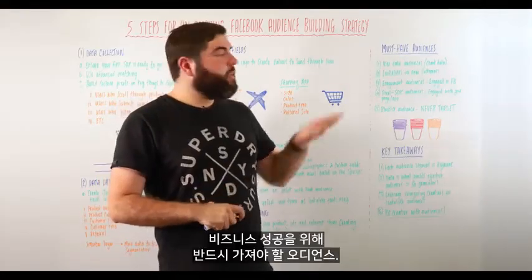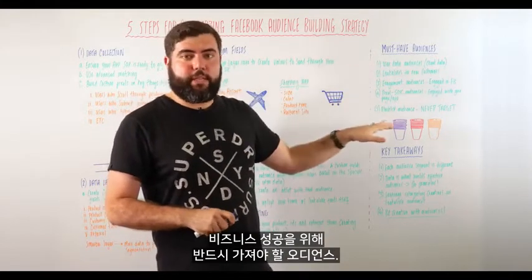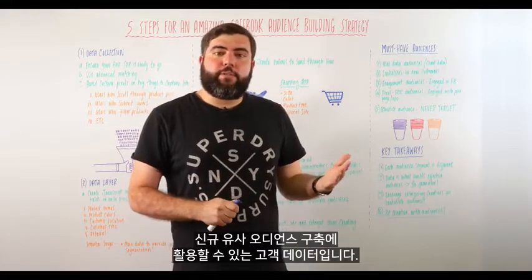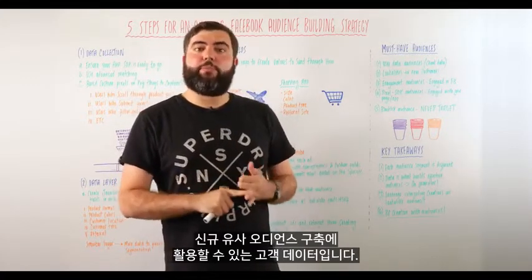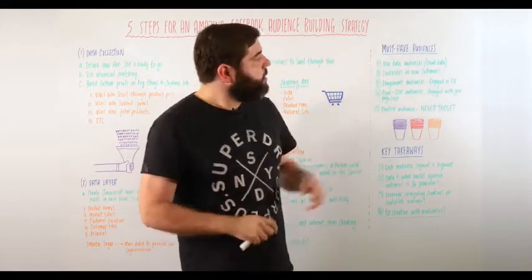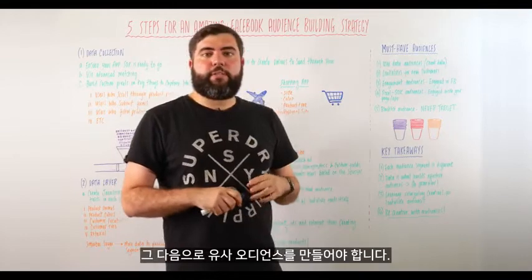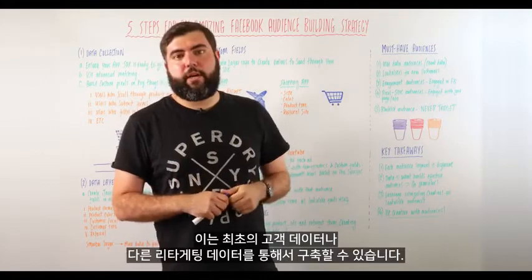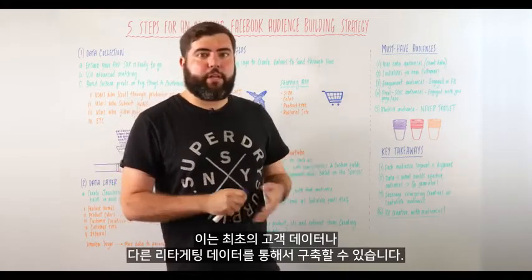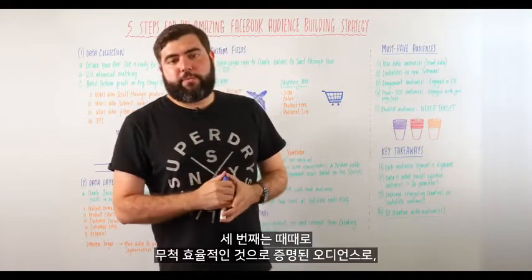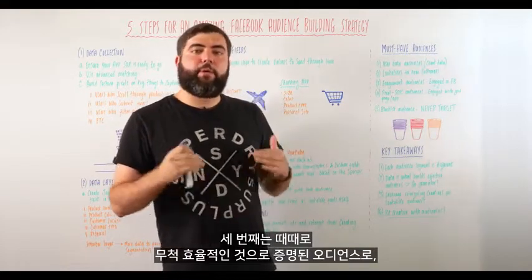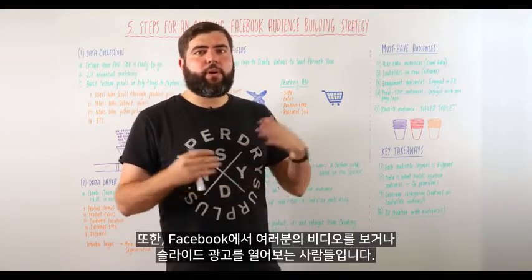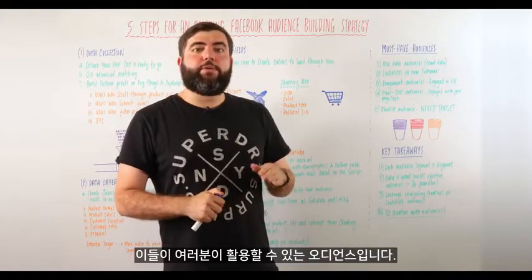So to recap a bit, the must-have audiences your business needs to succeed. First one is user data. You have customer data you can use to leverage either for retention or to build new lookalikes. Then you need to have lookalike audiences to prospect new customers, to get all these new users. You either build them from the first customer data or with other retargeting data. Third one that has been proven quite efficient for us sometimes has been people who engage with your page or your Instagram profile. Also people who view your videos on Facebook or open your carousels. Those are audiences you can use.